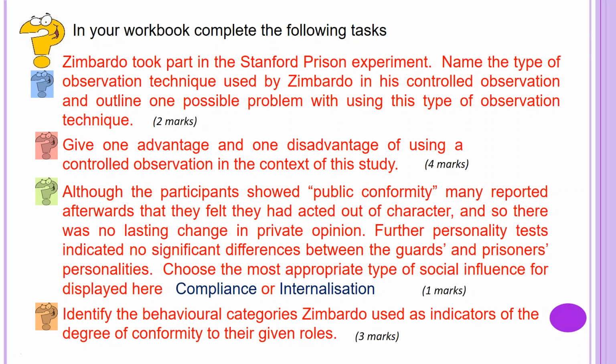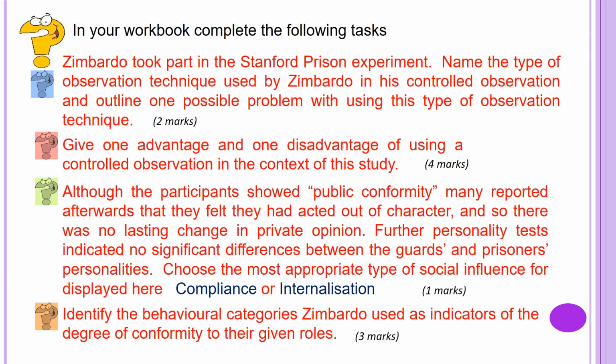Okay, welcome back. The mark scheme says 2 marks for naming the type of observation and explaining one problem with using this type of observation. So simply, Zimbardo took part in his own observation, and therefore the participants and the students knew he was taking part. So, because he took part in his own observation, it was a participant observation. Because the students knew he was taking part, it was an overt participant observation as opposed to a covert.